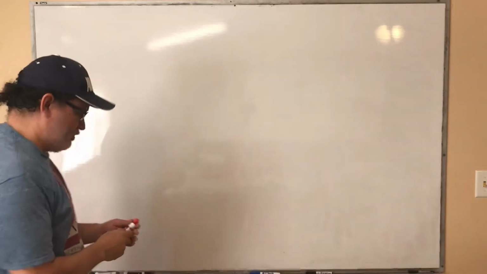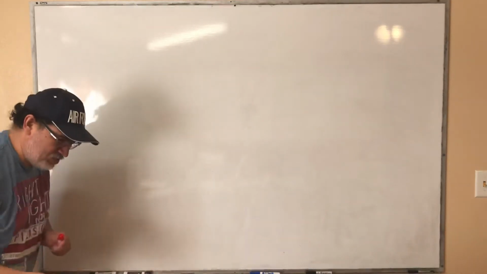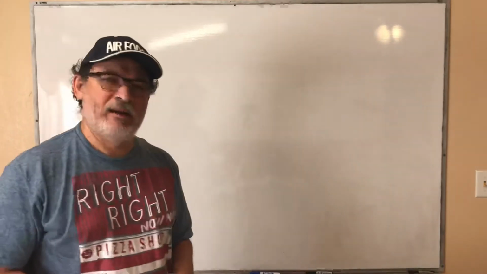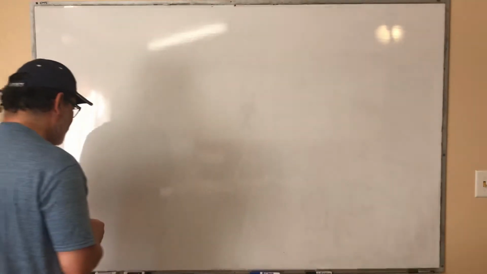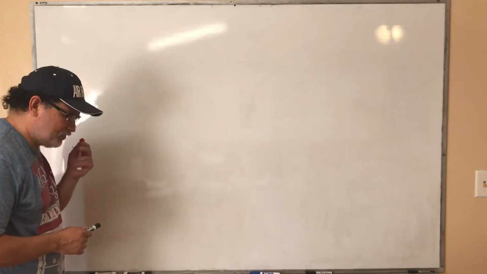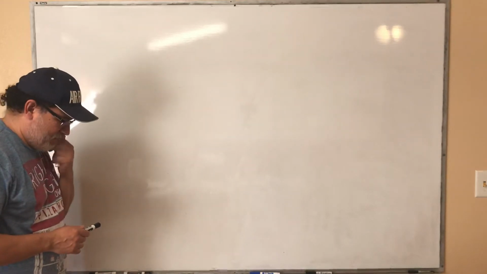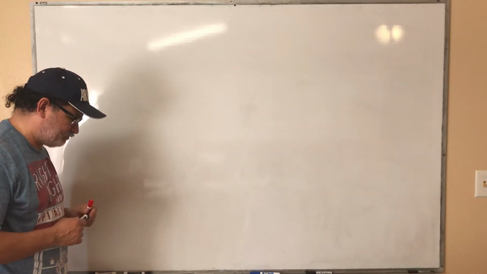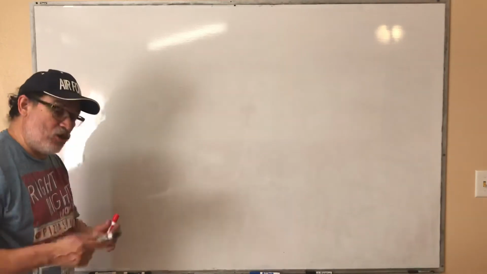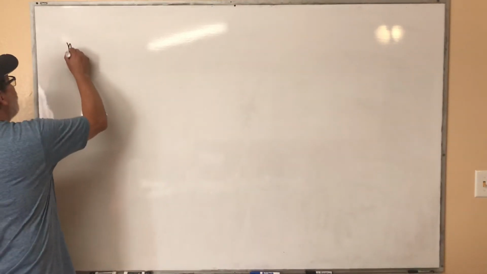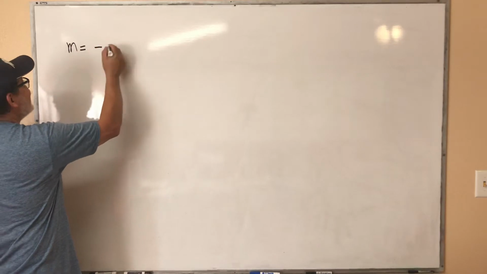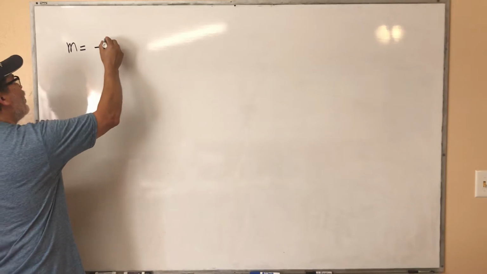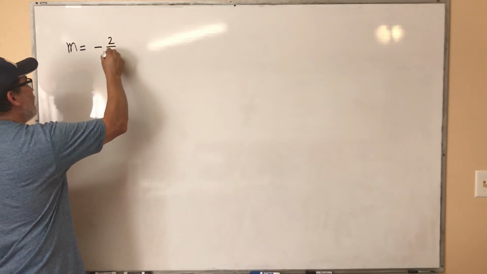So here's a function. But I'm going to give it the slope. Okay. So how should I do this? The slope of this function, the slope is negative 2/3. Yep.